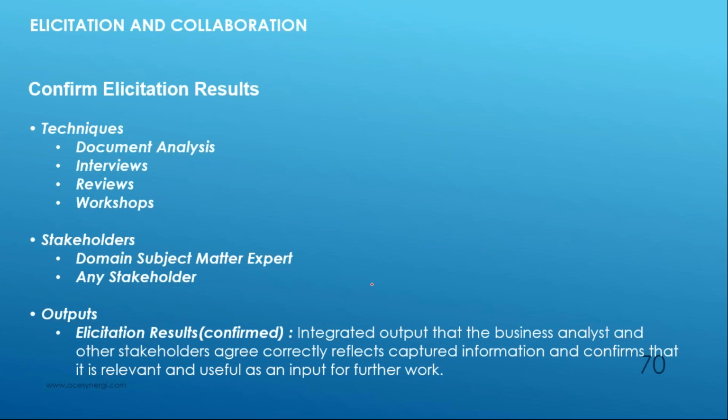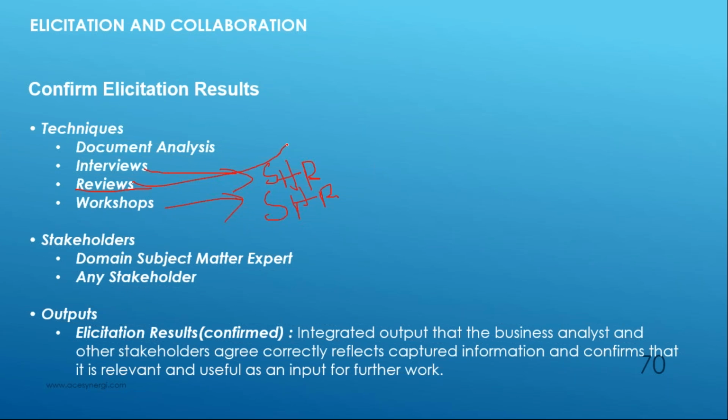Now, when you talk about this confirm elicitation results, this is very important. You do it with a technique called review. Whatever results you have, you might review those results with the stakeholders. You might call the stakeholders to a workshop to have a review of the elicitation results. And therein, while facilitating that session, you might get those inconsistencies discussed, addressed, and overcome by bringing about consistency in the information that you have elicited.